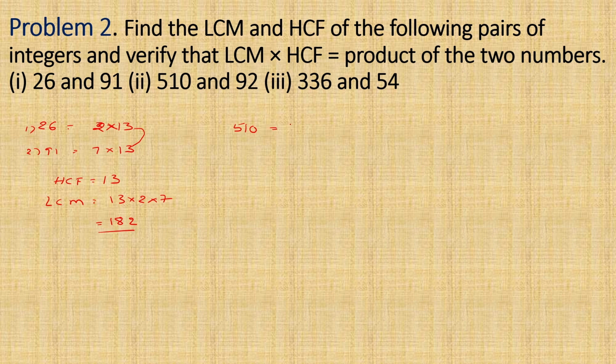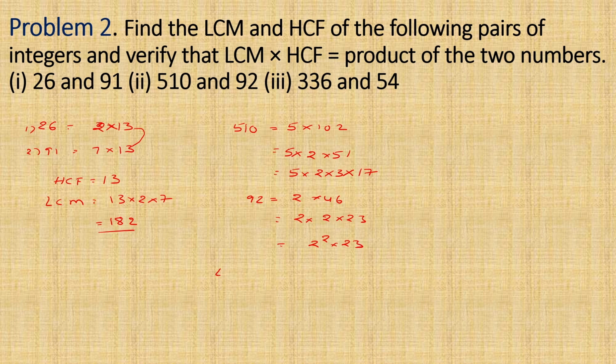510. What are the factors here? 5 into 102, 5 into 2 into 51, 5 into 2 into 3 into 17. Now for 92, 2 into 46, 2 into 2 into 23. So here 2 square into 23.